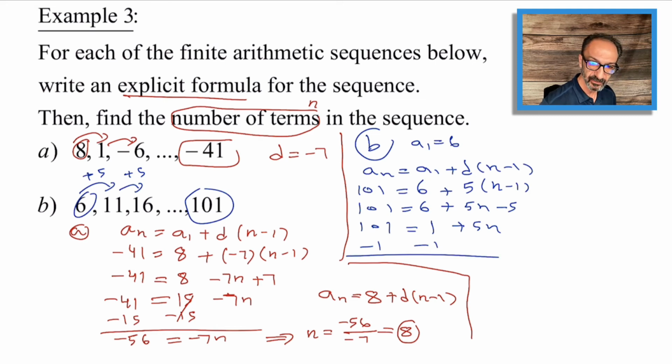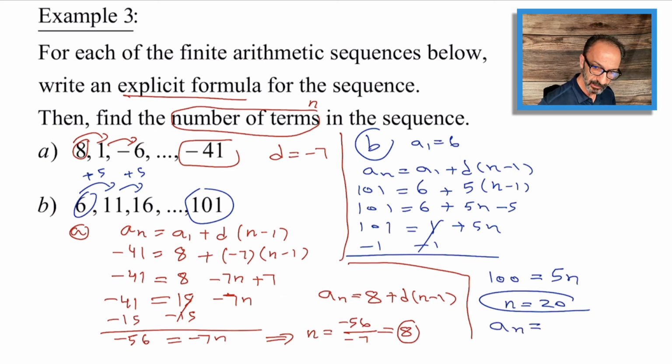Subtract 1 from both sides. I get on the left side 100. On the right side only 5n. Doing the math, dividing by 5, n equals 20. So the formula is a sub n equals a sub 1, which is 6, plus d, which is 5, times n minus 1. And the number of terms for this given arithmetic sequence is 20.